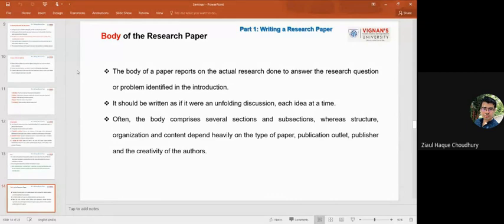Actually, what terminology, what method, what concept have been used by this researcher, what technique he has used, what results he got, what achievement he got, everything he goes through deeply in that particular body part.